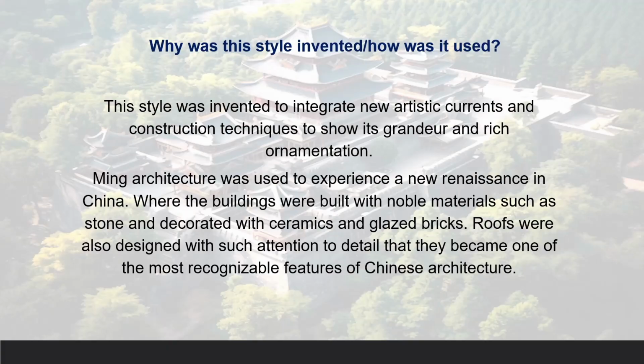The style was invented in order to integrate new construction techniques that allow it to show its grandeur and rich ornamentation. Ming architecture was also used to experience a new renaissance in China in general. The buildings were built with noble materials such as stone and decorated with ceramics and glazed bricks, and the roofs in particular were designed with such attention to detail that they became the most recognizable features of Chinese architecture globally, and we can still see it to this day.